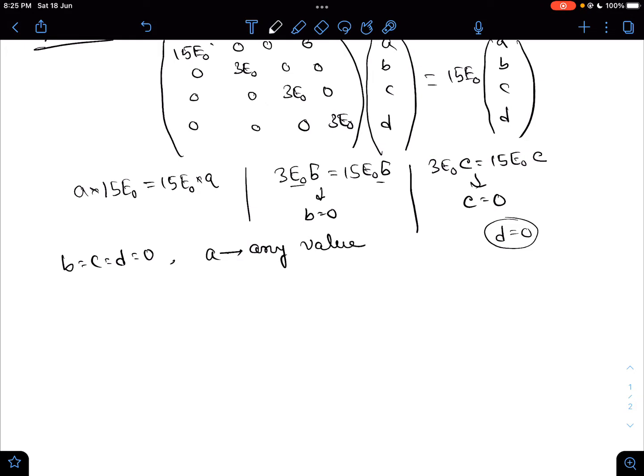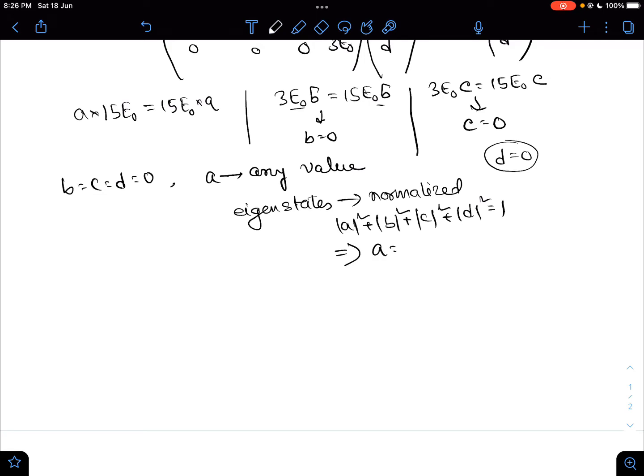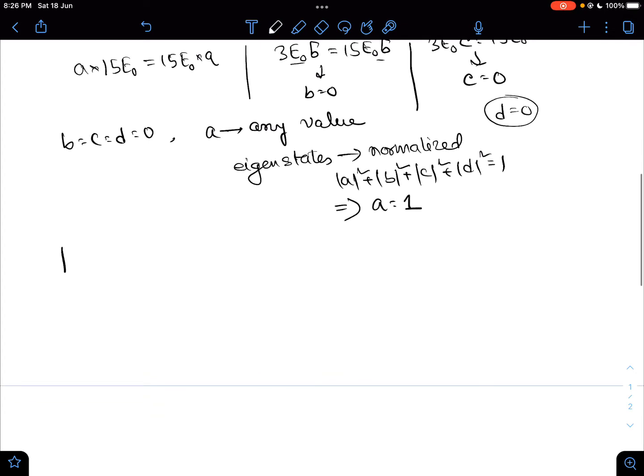But we also know that our eigenstates should be normalized. That means the sum of A squared should be 1. From that, A has to be plus or minus 1. We can choose any one of them, so we are choosing just 1. So our first eigenstate is 1 0 0 0. This is for eigenvalue 15 E0.